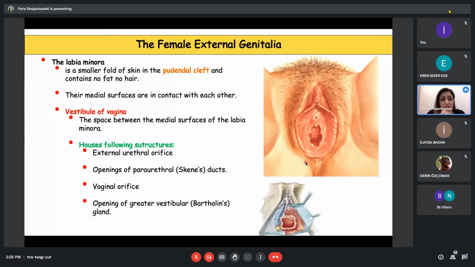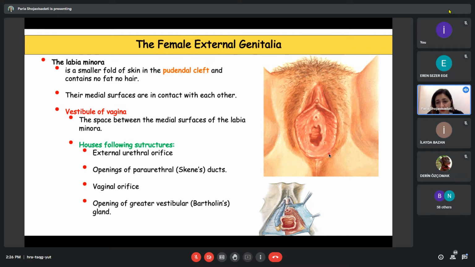The labia minora is the smallest fold of skin in the pudendal cleft. It contains no fat and no hair. It looks like a mucosa, with a special structure like the mucosa in other parts of the body. The vestibule of the vagina is the space between the medial surfaces of the labia minora.